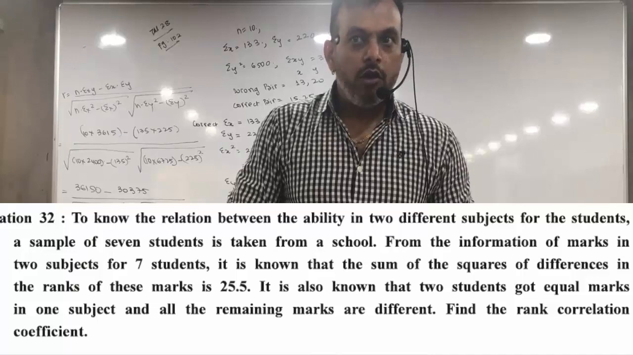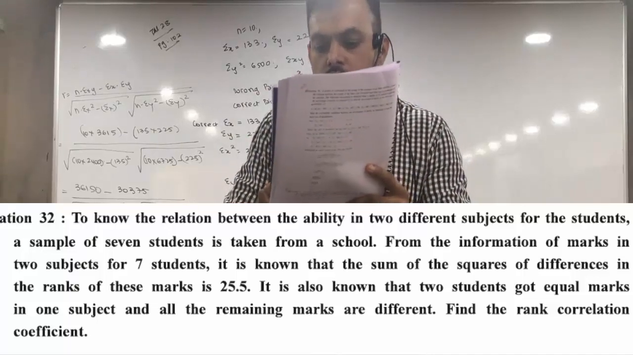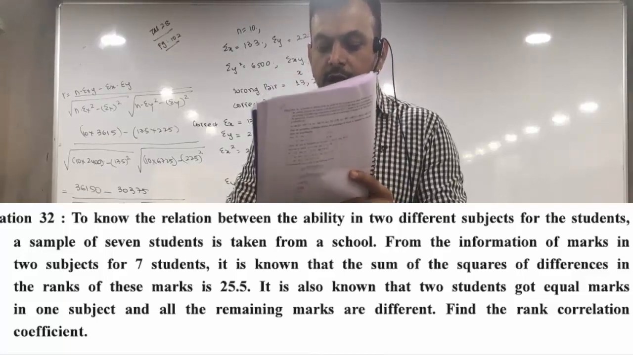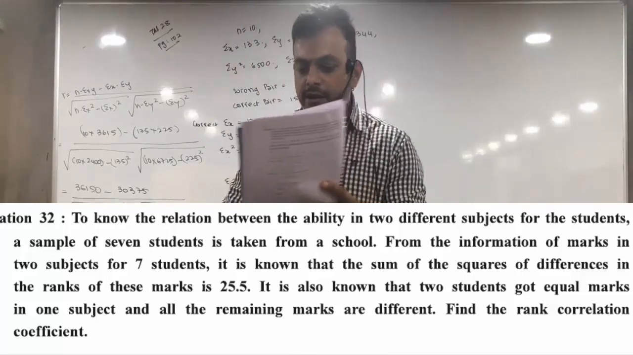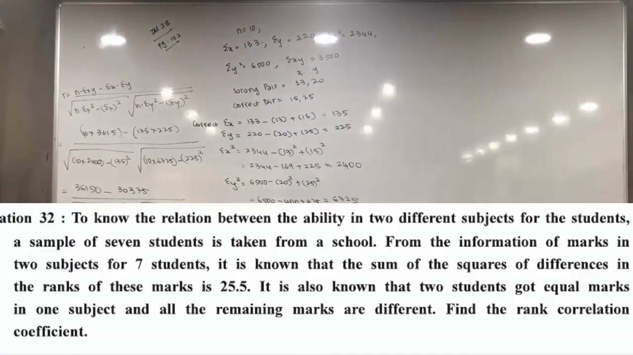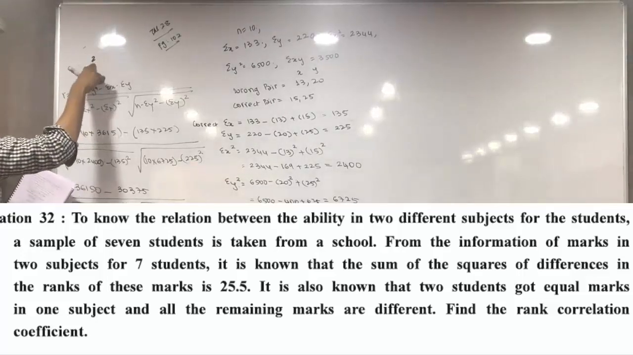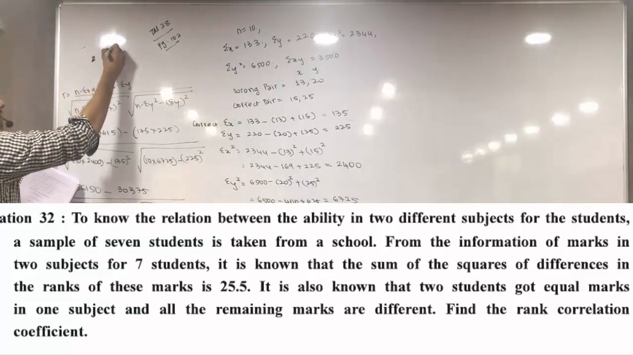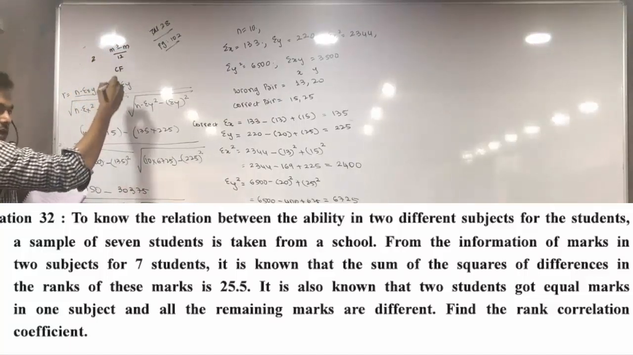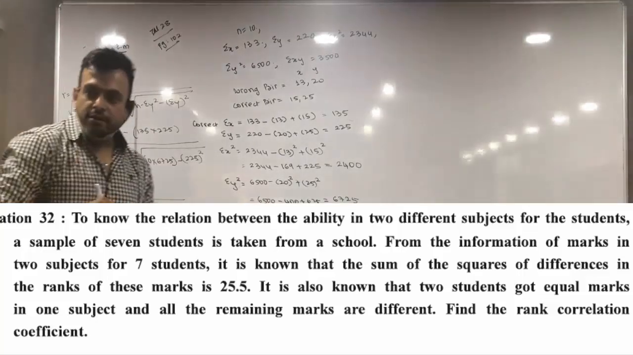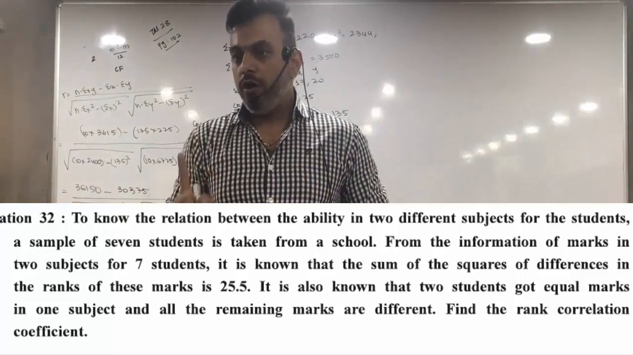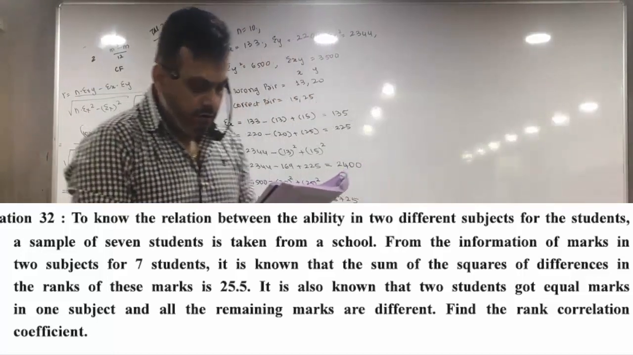You understood this? Okay. Now it is also known that 2 students got equal marks in one subject and all the remaining marks are different. So in one subject, 2 students got equal marks. So 2 repeats over 2 times. So we have to first find out m cube minus m upon 12. We find out CF. We apply CF to the main formula and find the rank correlation coefficient. You understood this? Okay, let's do this sum.